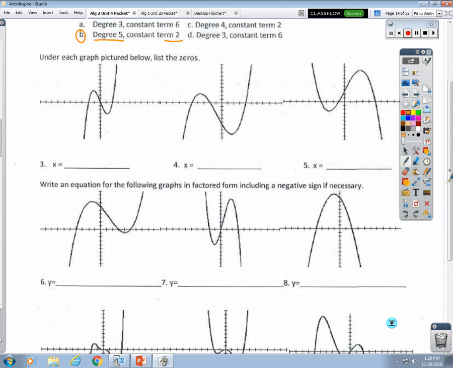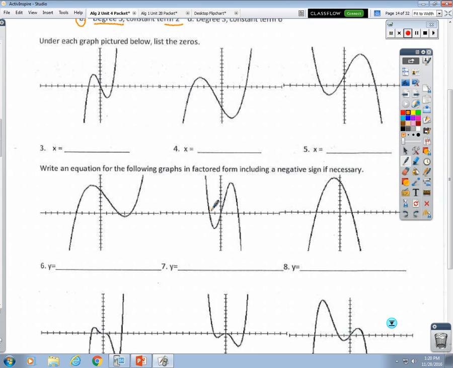Alright, under each graph pictured below, list the zeros. Well, before we do that, we're going to do some other things just for you to refresh your memory on some things we did before the break. Is this graph even or odd? It is odd. Why is it odd?